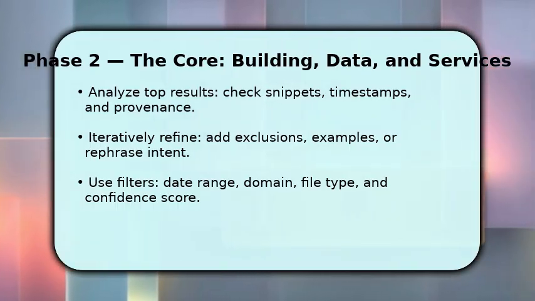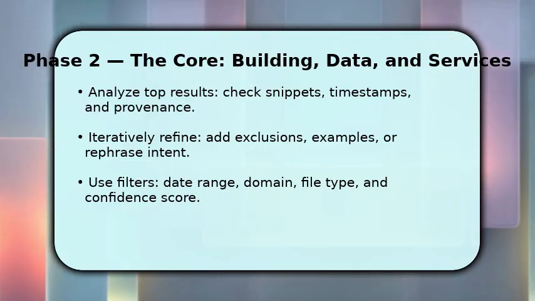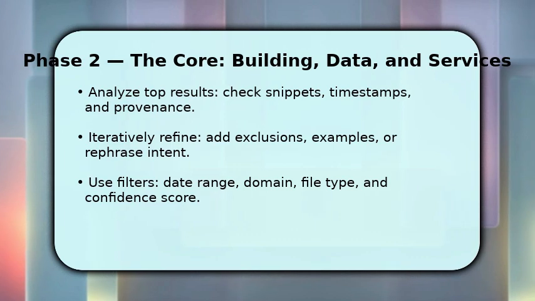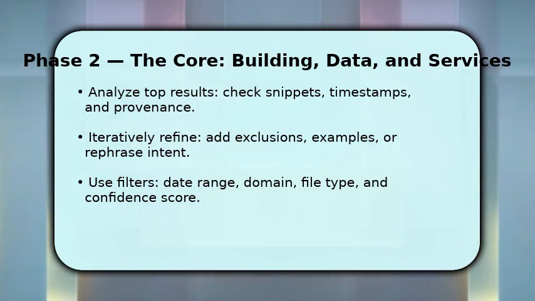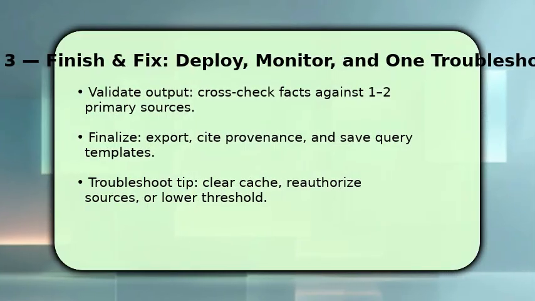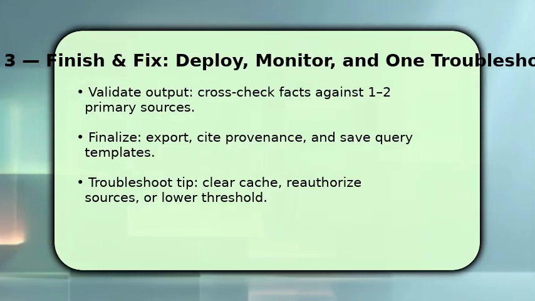As you refine, test with 2-3 variant queries to confirm consistency, and lock in the phrasing that returns reproducible, high-quality answers. Finish by validating results. Cross-check key facts against 1 or 2 primary sources and verify provenance fields. Once satisfied, export the findings, include citations or source snippets, and save the query as a reusable template.